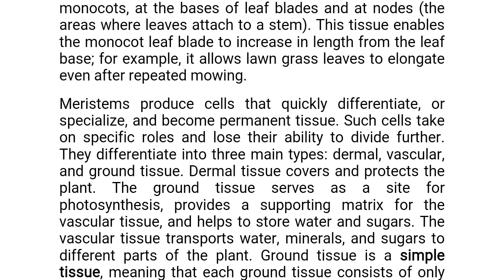So meristems produce cells that quickly differentiate or specialize and become permanent tissue. Take note of that. So permanent tissues are gotten from what? From the meristem. Such cells take on specific roles and functions.